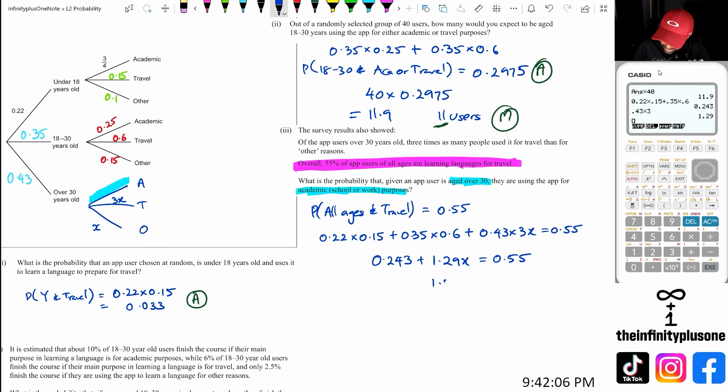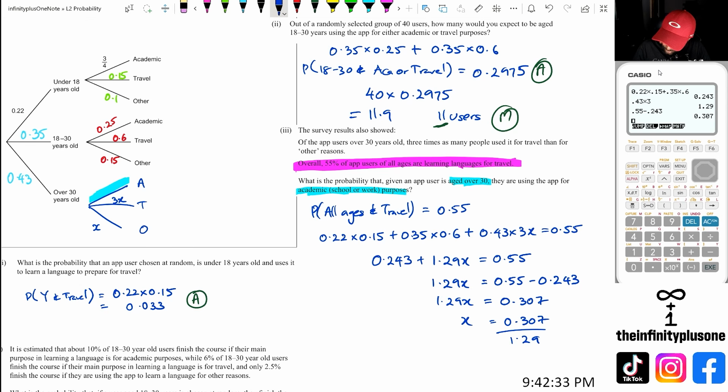So then I'm going to get rearranging this. 1.29x equals 0.55 minus 0.243. So 0.55 minus 0.243, that's going to give me 0.307. So 1.29x equals 0.307. And then x is equal to 0.307 divided by 1.29. And that's going to give me an x value of 0.238. I don't know where I got 0.234 from.